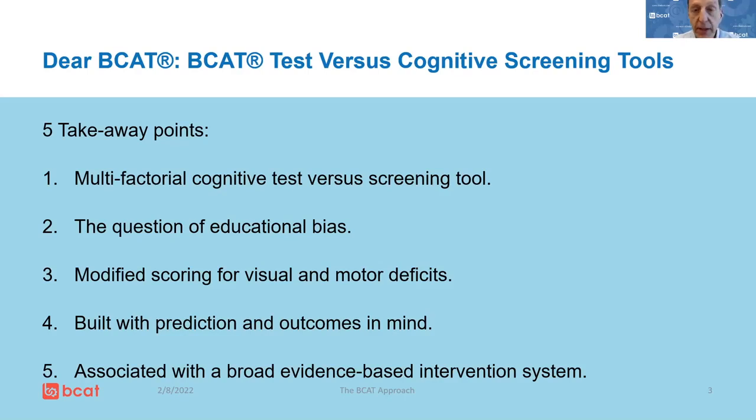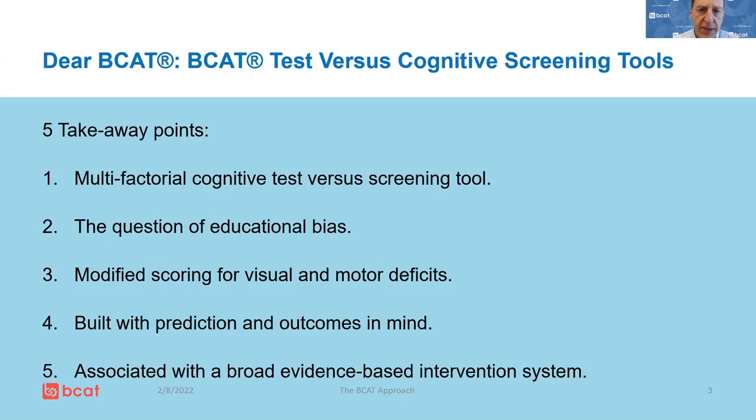The second takeaway point would be that BCAT was very carefully designed, took many years to do this, to reduce the probability of an education bias. In cognitive testing, in cognitive screening tools, there are many biases that are very common. Probably the hardest, one of the 2 hardest to eliminate or reduce is education. The BCAT does not seem to have an education bias, unlike the MoCA and some of the other common screening tools that are out there. So that's a very important distinction.